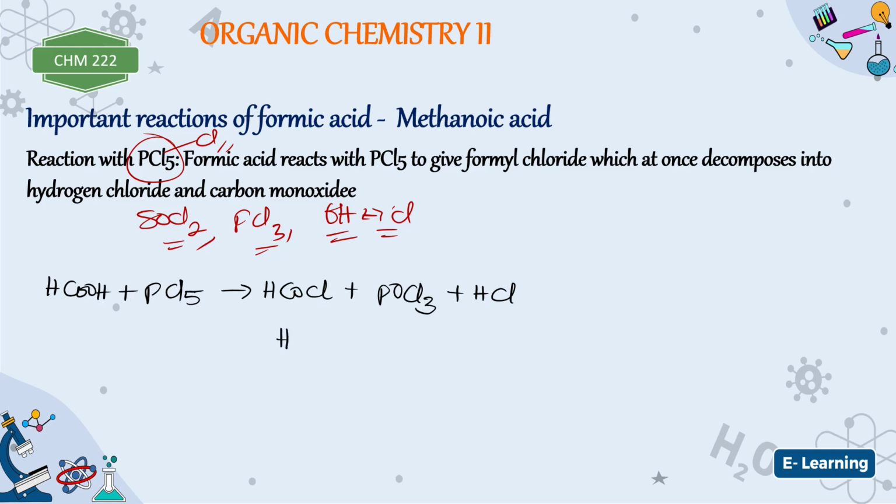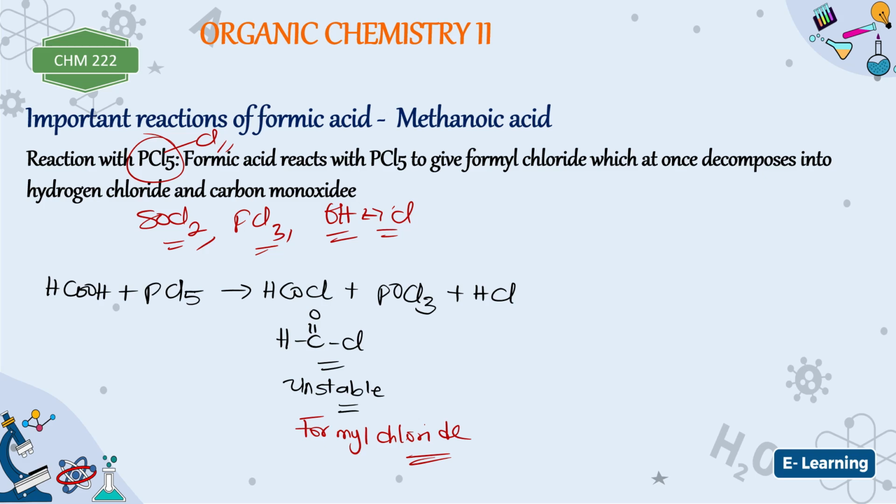If you want to bring it out, you write it as C double bond O Cl, which is formyl chloride. This formyl chloride is very, very unstable, it can decompose. All right, this formyl chloride, you should take note of it. It's very, very important. Is that okay? So that is one of the ways of reacting this compound.